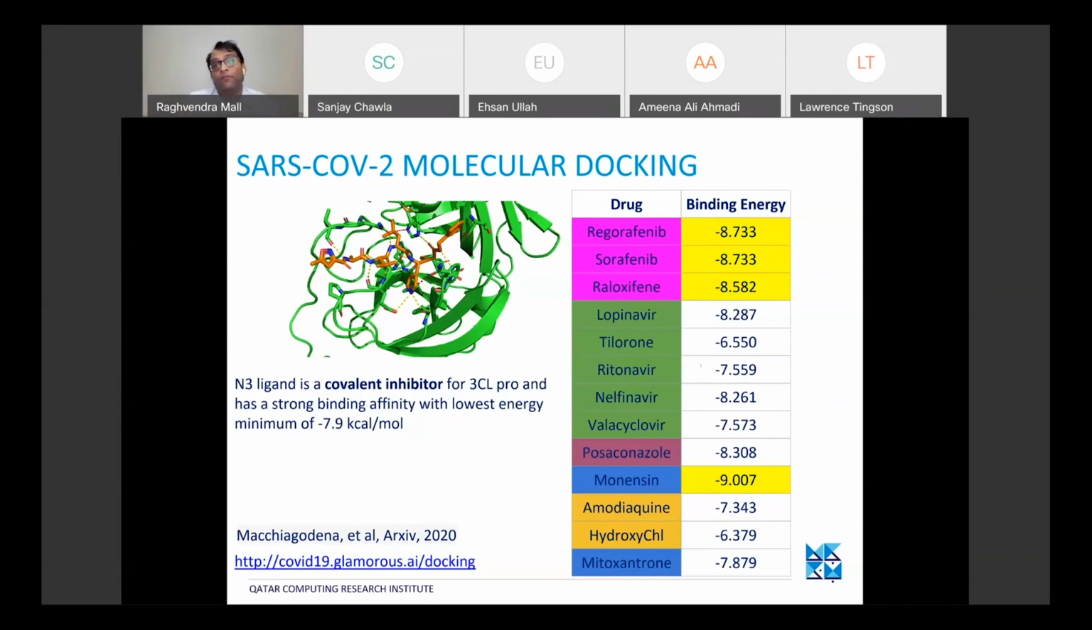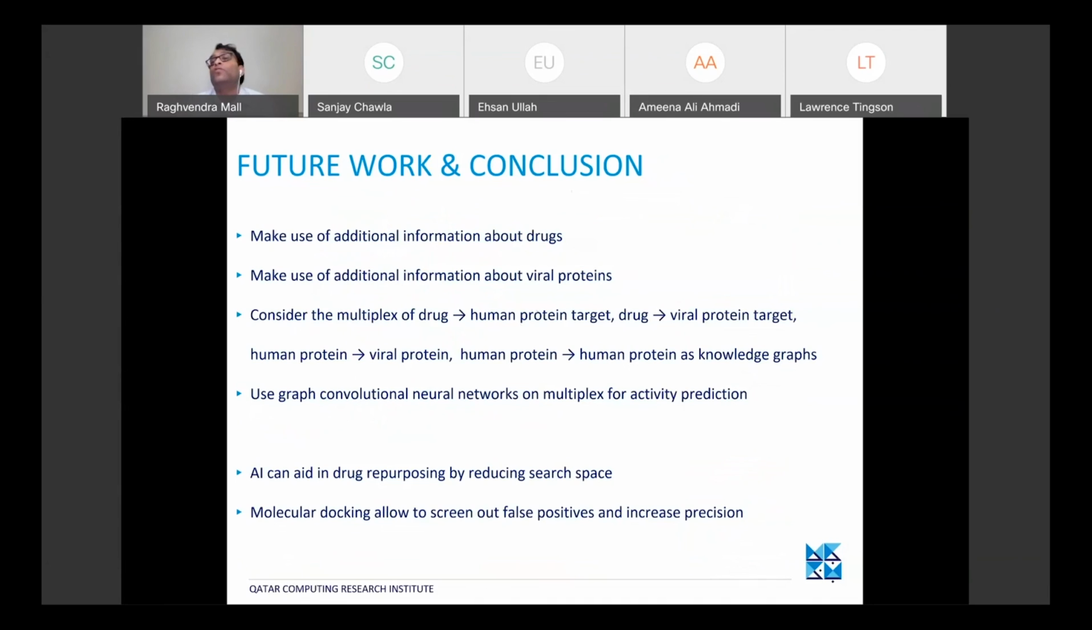So what can we do? We can make use of additional information, and that's where help from other people within QCRI and from the community outside can come in. We can use more information about the drugs, like the molecular weight or the mechanism of action. The mechanism of action is available in the form of a summary for the majority of the drugs. So someone from an NLP or natural language background, who is an expert in converting text to vector representations, can be of aid there.